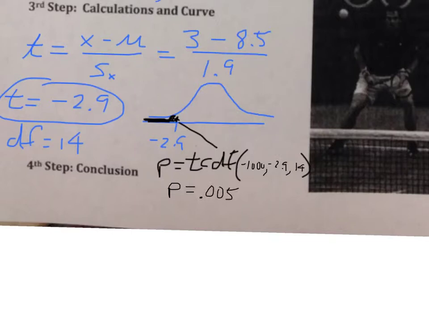And then the 4th step is the conclusion, same conclusions we've been reaching. The p-value is less than significance, so we're going to reject the H0. Remember, it rhymes. P-value is low, reject the H0. And what does that mean? The p-value is low, we're going to reject the H0.